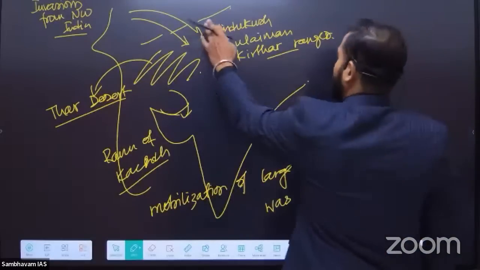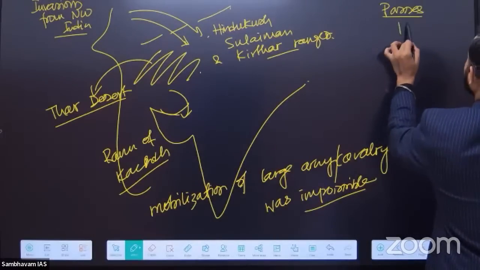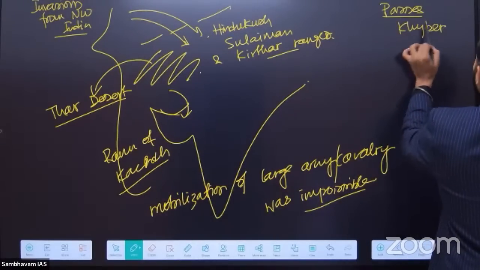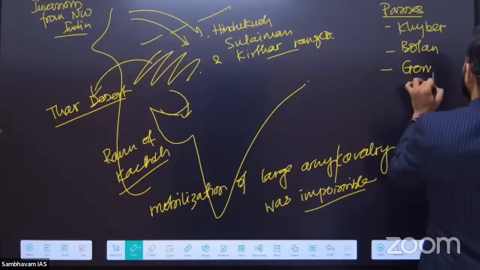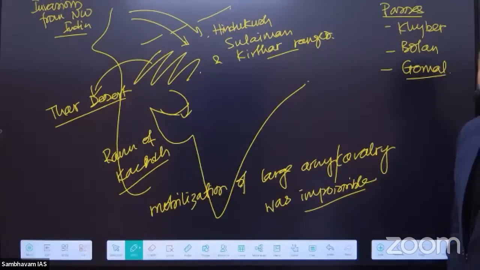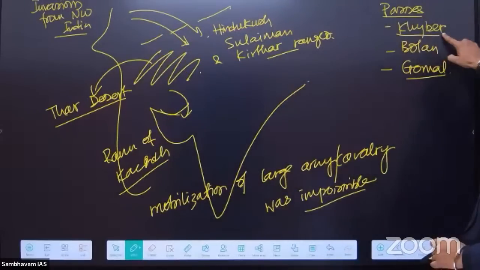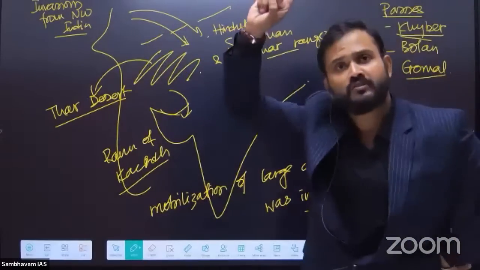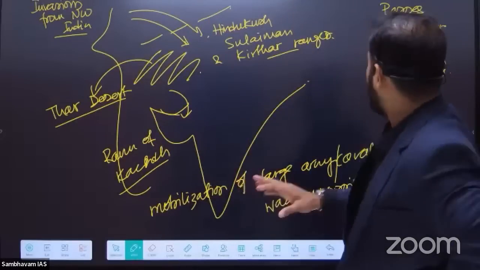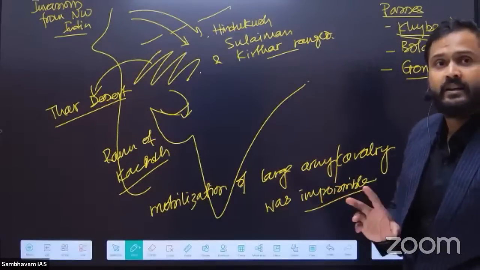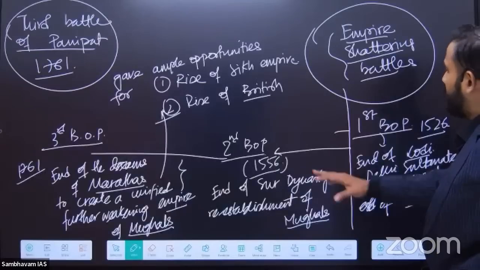There are passes. For example, the passes are Khyber, Bolan, and Gomal. These passes, you can only enter. The most popular pass was Khyber. Even during ancient Persians or the Greece or the Central Asians and later the Islamic invasions happened through these passes only.